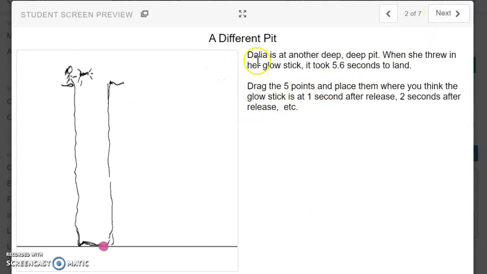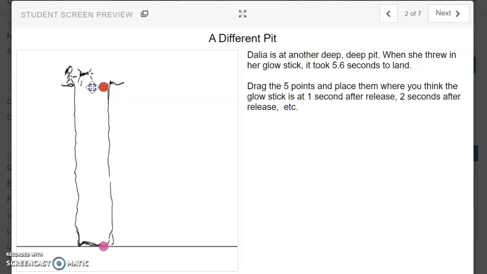Alright, then Dahlia is at another deep pit. When she threw her glow stick, it took 5.6 seconds to land. Drag the 5 points and place them where you think the glow stick is at 1 second after release, 2 seconds after release, and so on. Okay, so there are 5 points. So I'm going to move that up.